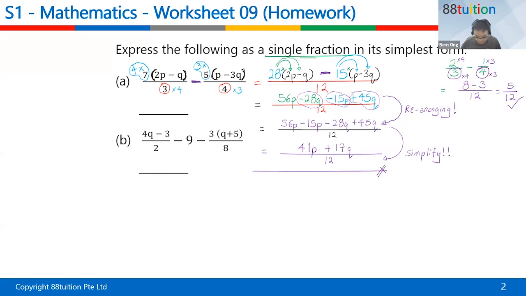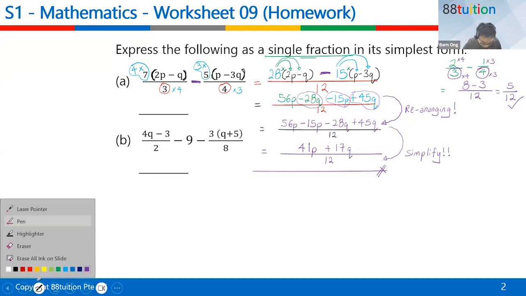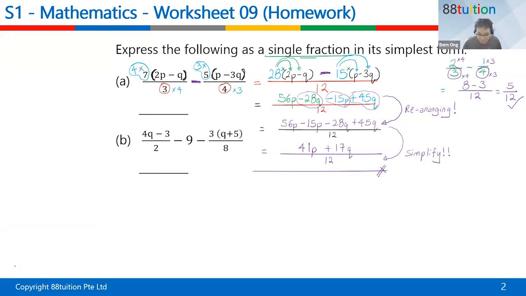Okay, so for part B. First things first, how many fractions do you see? I see 1 fraction, 2 fractions, 3 fractions. Is 9 a fraction? Yes. 9 can be written as 9 over 1. What? Isn't this an improper fraction? Yes, it is a fraction.